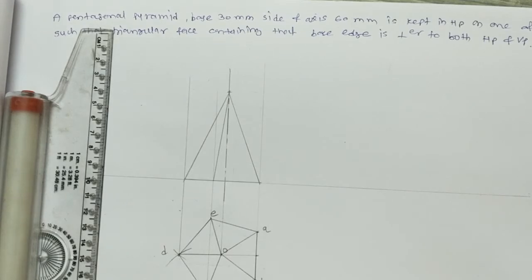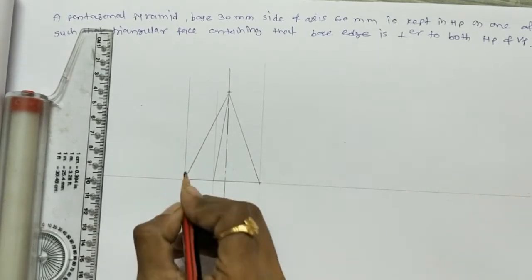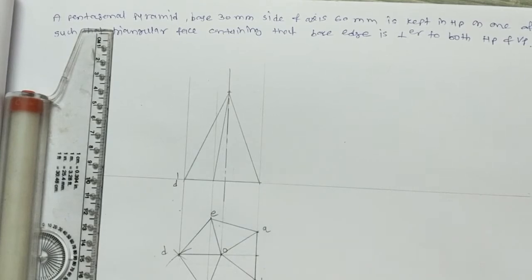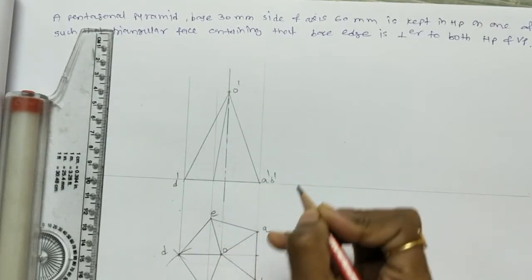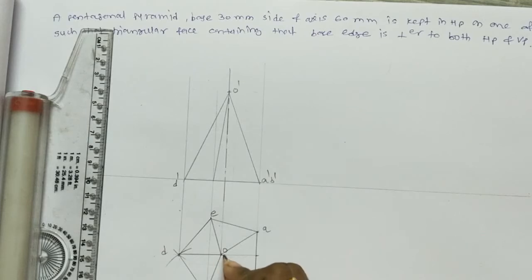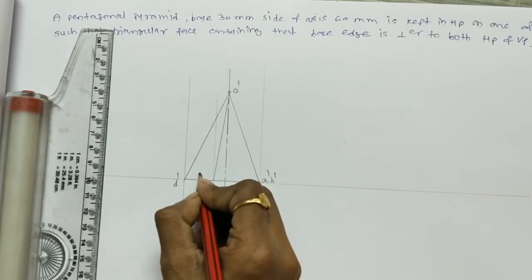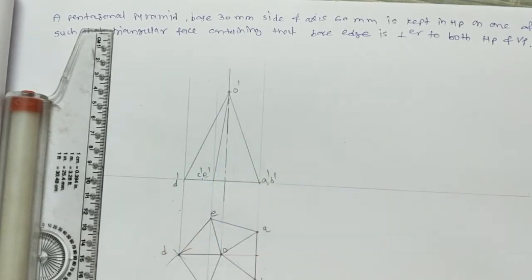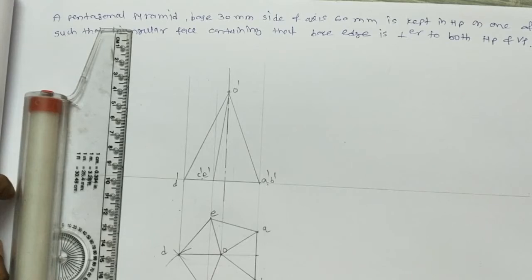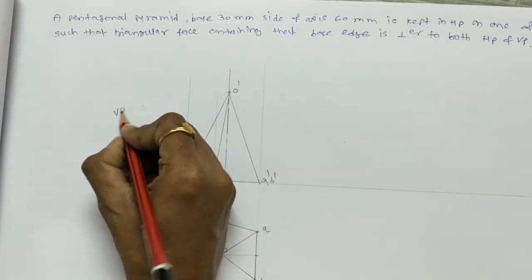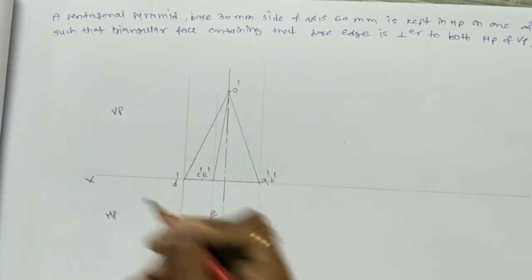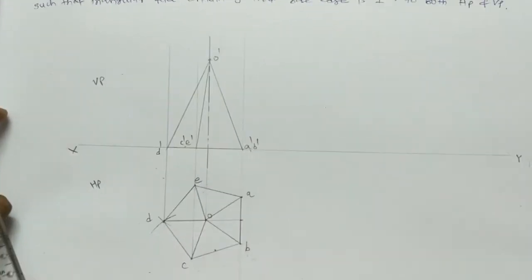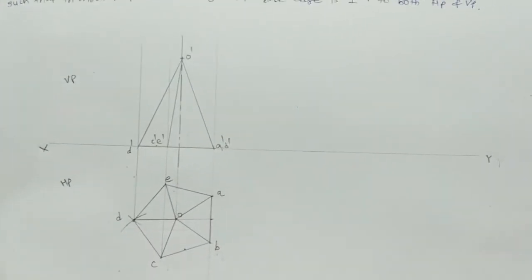Now give names to all these points. So this is D dash, then this is apex O dash, this is A dash, B dash, and C dash, E dash. This is VP and this is HP. Now we have drawn the front view and top view.